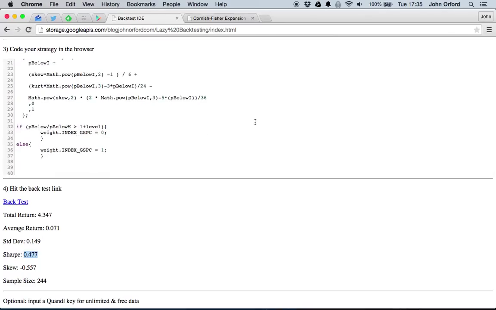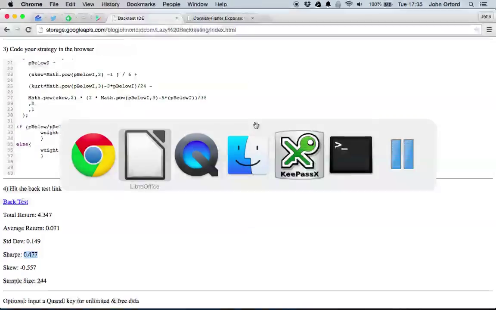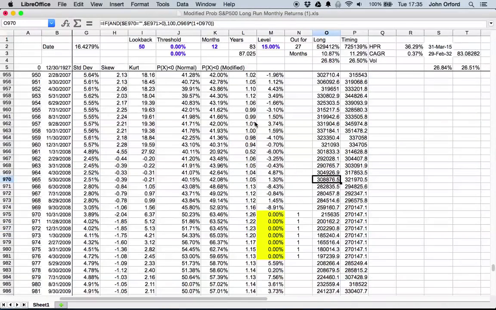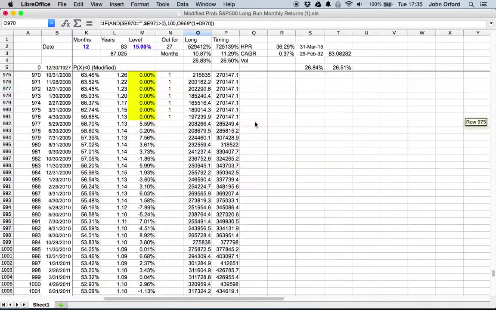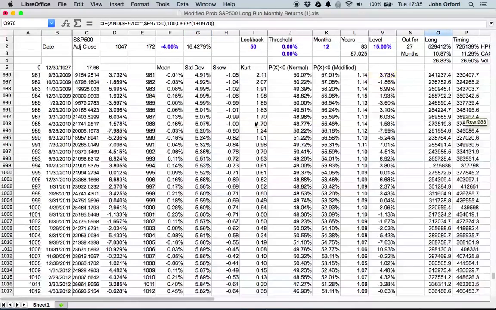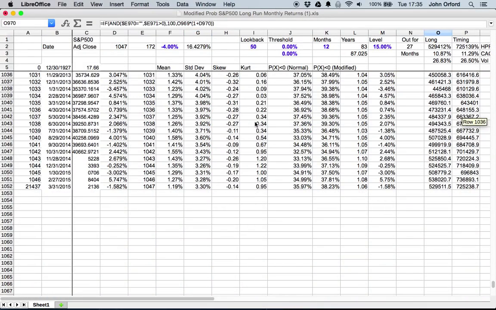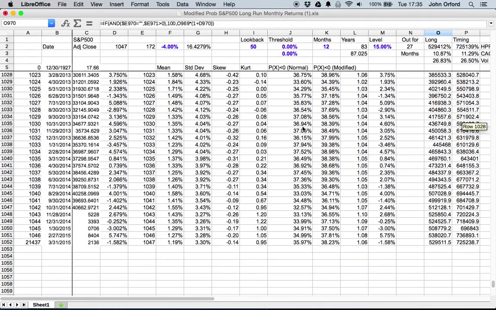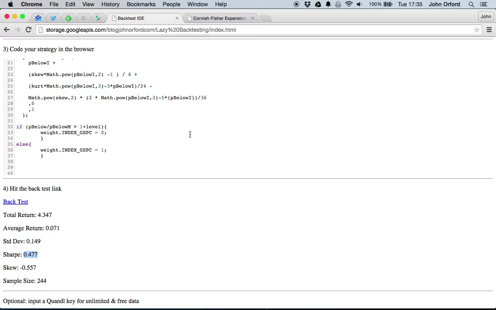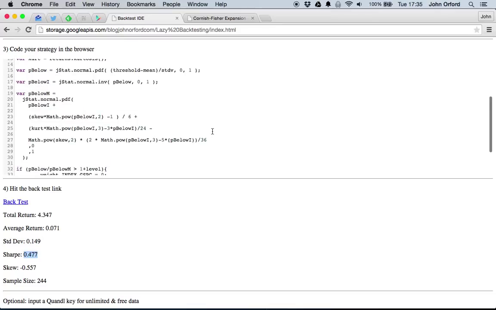You can work with it, you can change it easily, versus a large, intimidating spreadsheet with thousands of formulas that you just hope works out okay. So thanks to the reader for sending in the strategy, and thanks for watching.